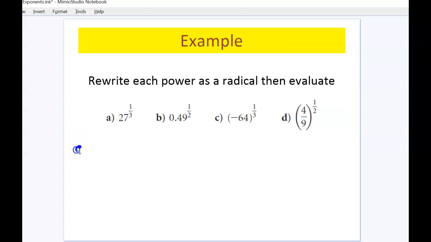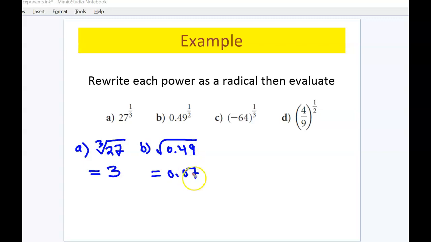Well, we just did A. We'll just quickly do it again. This means the cube root of 27, and the cube root of 27 is equal to 3. Part B, this really means the square root of 0.49. The square root of 0.49 is not 0.07, it's 0.7. Sorry about that.